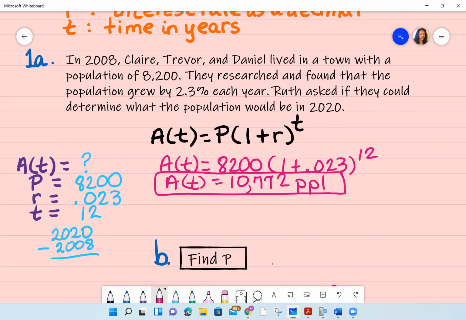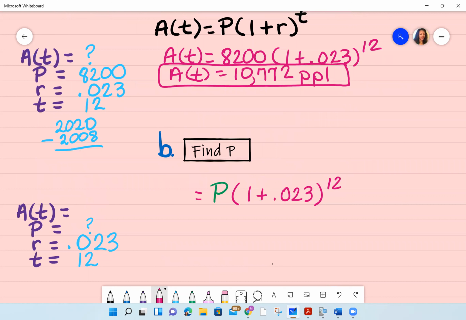Now I'm going to use the same scenario just like I did in the first video, but I'm going to show you how to find the other variables. We just said that A of t is going to be 10,772. So I'm going to put that in the formula where it is A of t, which is before the equal sign in this case. And over here, I'm just collecting my data. I like to keep it organized.